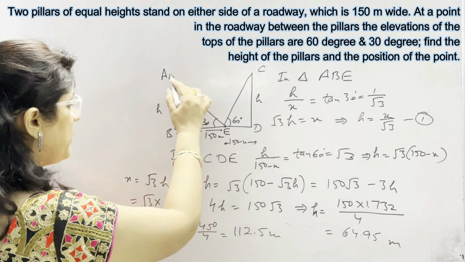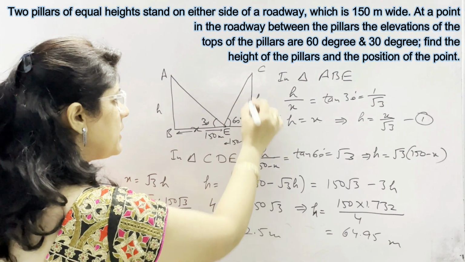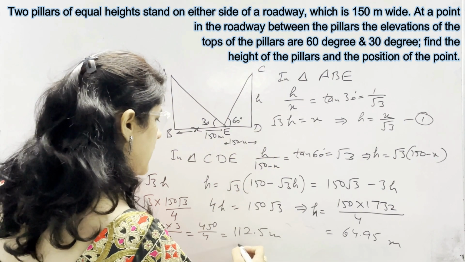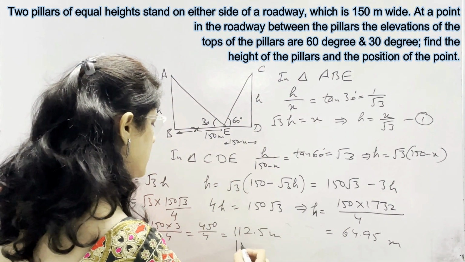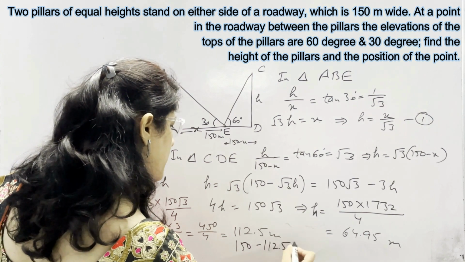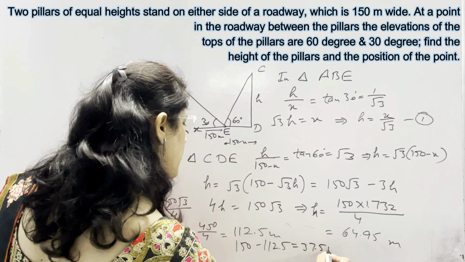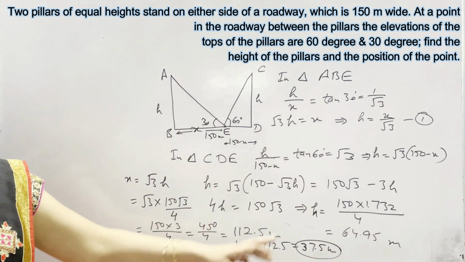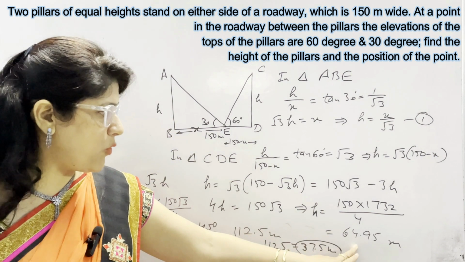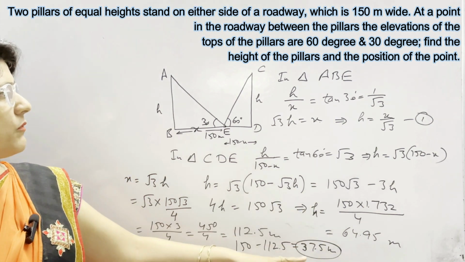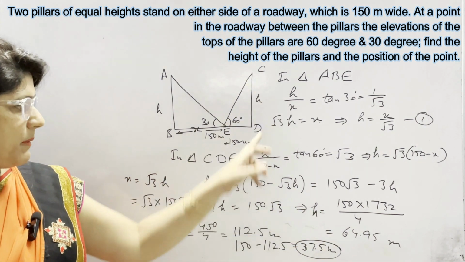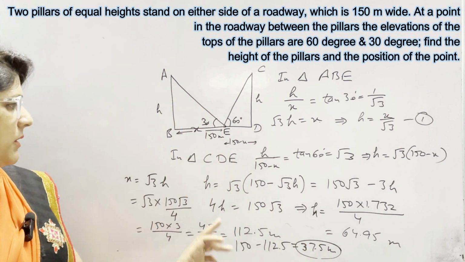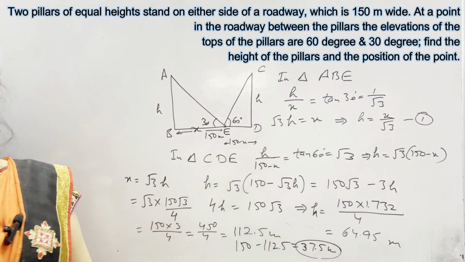It means from pillar AB, and from the second pillar CD, if we want to calculate, then we have to subtract it from 150. So 150 minus 112.5 means 37.5 meter from the other pillar CD. So the height of this pillar is 64.95, and the distance of this point from the CD pillar is 37.5 and from AB it is 112.5 meter.